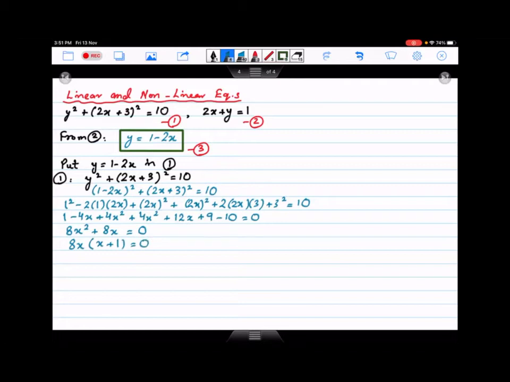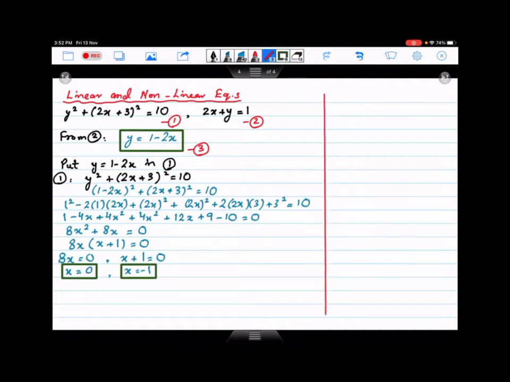Now we have two brackets giving a product equal to 0. When we have two factors giving 0, we take both of them one by one equal to 0. So it should be 8x equals to 0 and x plus 1 equals to 0. So x should become 0 by 8, and obviously dividing 0 by something becomes 0. So we have the value x equals to 0, and we have the value x equals to minus 1. So now we have the value of x.